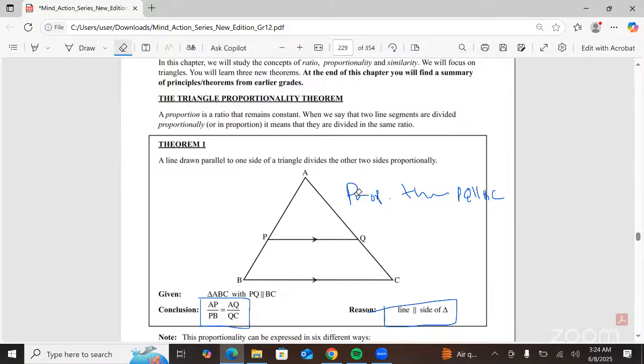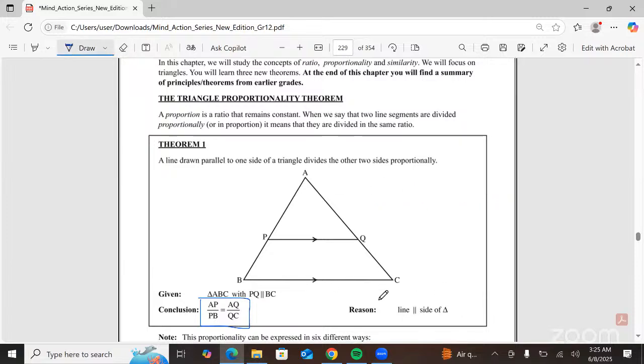So can you please explain this reason here, the line parallel to a side of the triangle? Yes, sir. You can use this one or this reason, the proportionality theorem, PQ is parallel to BC. Or you can still use this one, which means it's a line parallel to the other side of this existing triangle. I don't know if this makes sense. Oh, yes, sir. Okay, then, thank you.